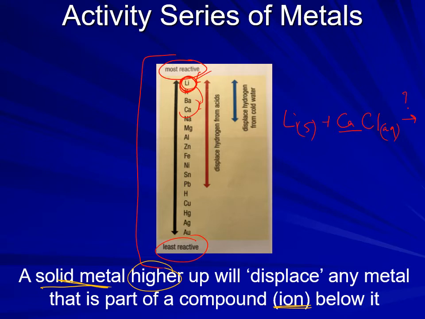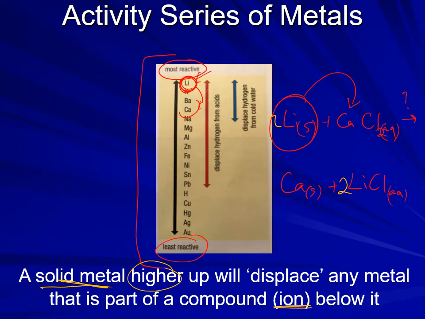So if this was calcium chloride, lithium, being higher on the list, can displace the calcium ion, and that would form calcium by itself as a solid, and we'd end up with lithium chloride now as part of the compound, which is really aqueous. Of course, we want to make sure that we balance that, and so we put a 2 there and a 2 there, and then we have our balanced chemical equation.